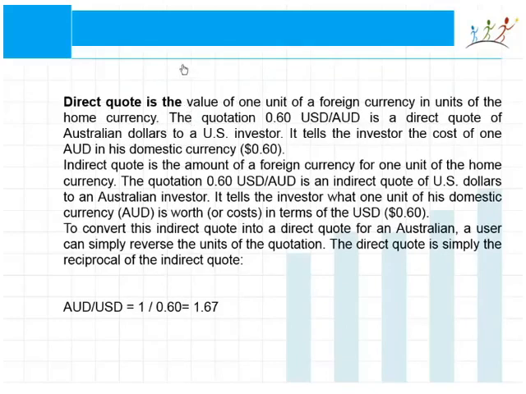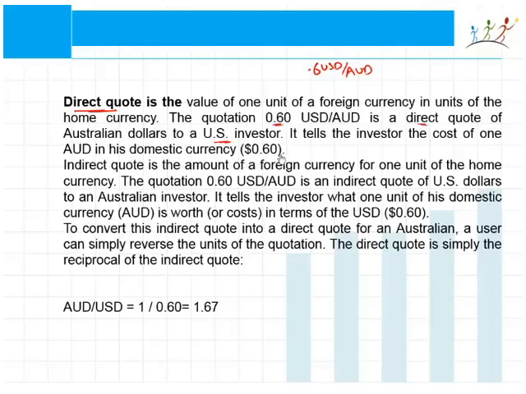Now, very importantly, a direct quote is the value of 1 unit of foreign currency in terms of the home currency or the domestic currency. So 0.6 USD per AUD will be a direct quote for a US investor. That is, for 1 AUD or 1 Australian dollar, we need to pay 0.6 USD. It tells the investor the cost of 1 Australian dollar in his domestic currency.